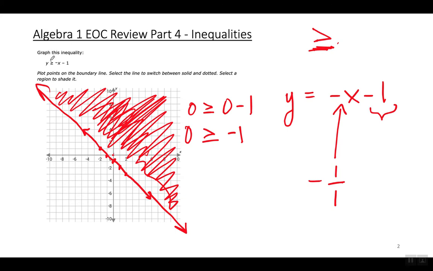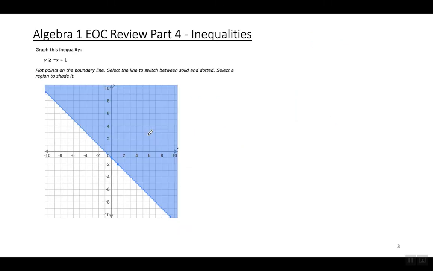Cuando yo he sustituido 0,0 en esta inigualdad, ¿ok? Me da 0 es más grande que igual a negativo 1. Eso es verdadero, así que eso me dice que este lado, el lado que contiene 0,0 es el lado que tengo que colorear. All right, so that would be my answer.